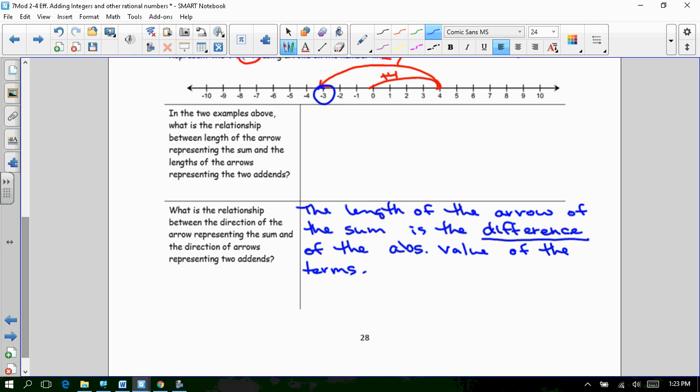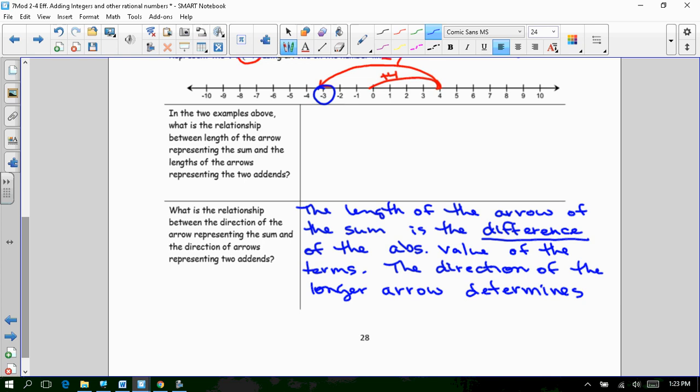The direction of the longer arrow determines the direction of the sum.